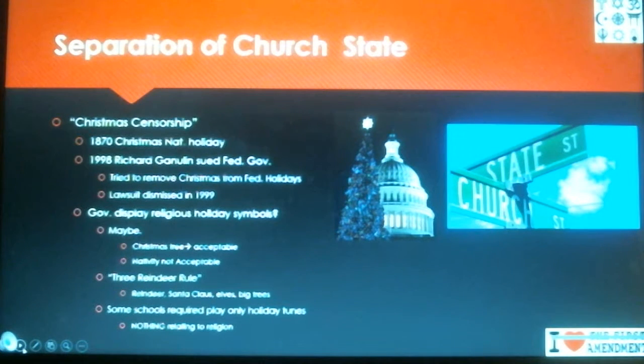Can the government display religious holiday symbols? Possibly. This looks at the context of the display and decides whether or not there is a religious message. For example, a Christmas tree, Santa Claus, and teddy bears are acceptable. However, a nativity scene that reads "Glory to God in the highest" breaks the Establishment Clause. Critics of the case call the court's approach the 3 reindeer rule. Symbols that in large quantities can justify an otherwise religious display, such as reindeer, Santa Claus, elves, and big trees.